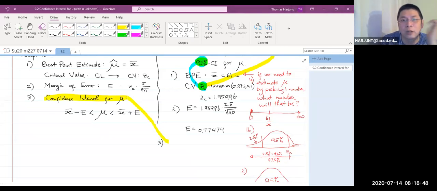Let's see, I have a chat coming in. How come 0, 1 is used in the inverse norm? Because this is the standard normal distribution. The Z score here is from the standard normal distribution. Because it is standard normal, the mean and standard deviation for that distribution are 0 and 1 respectively.